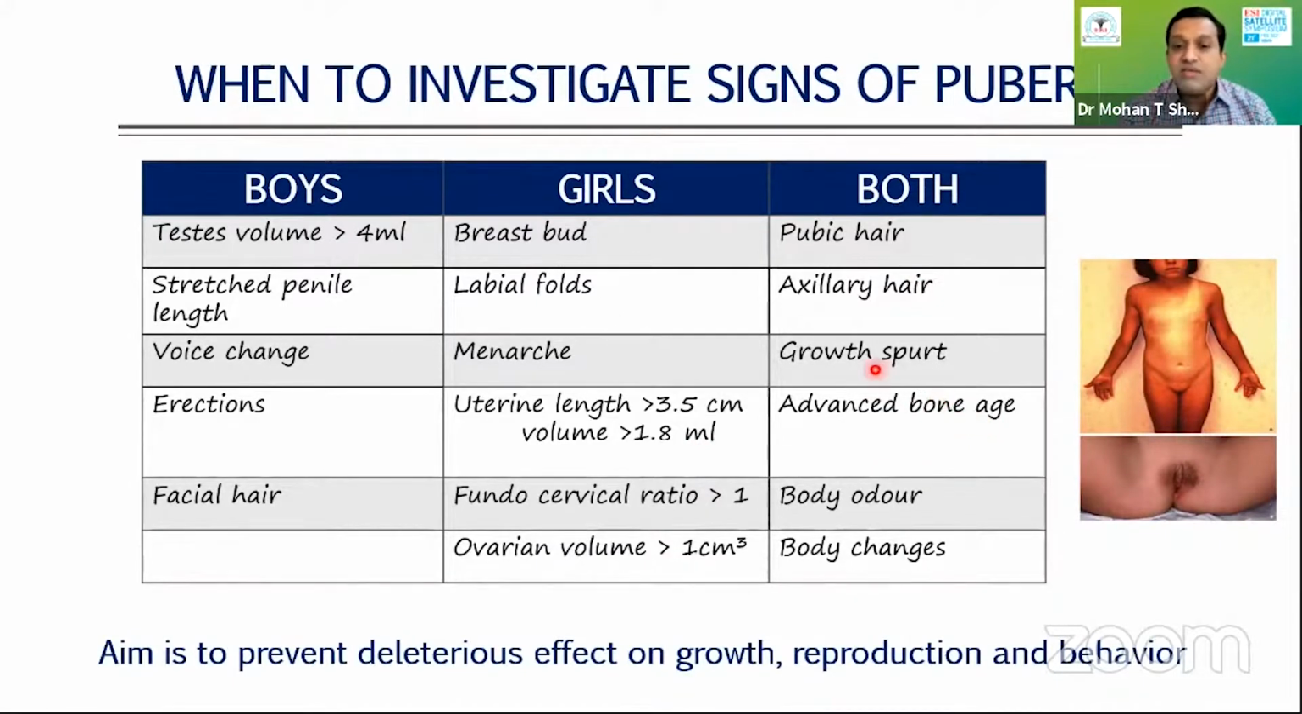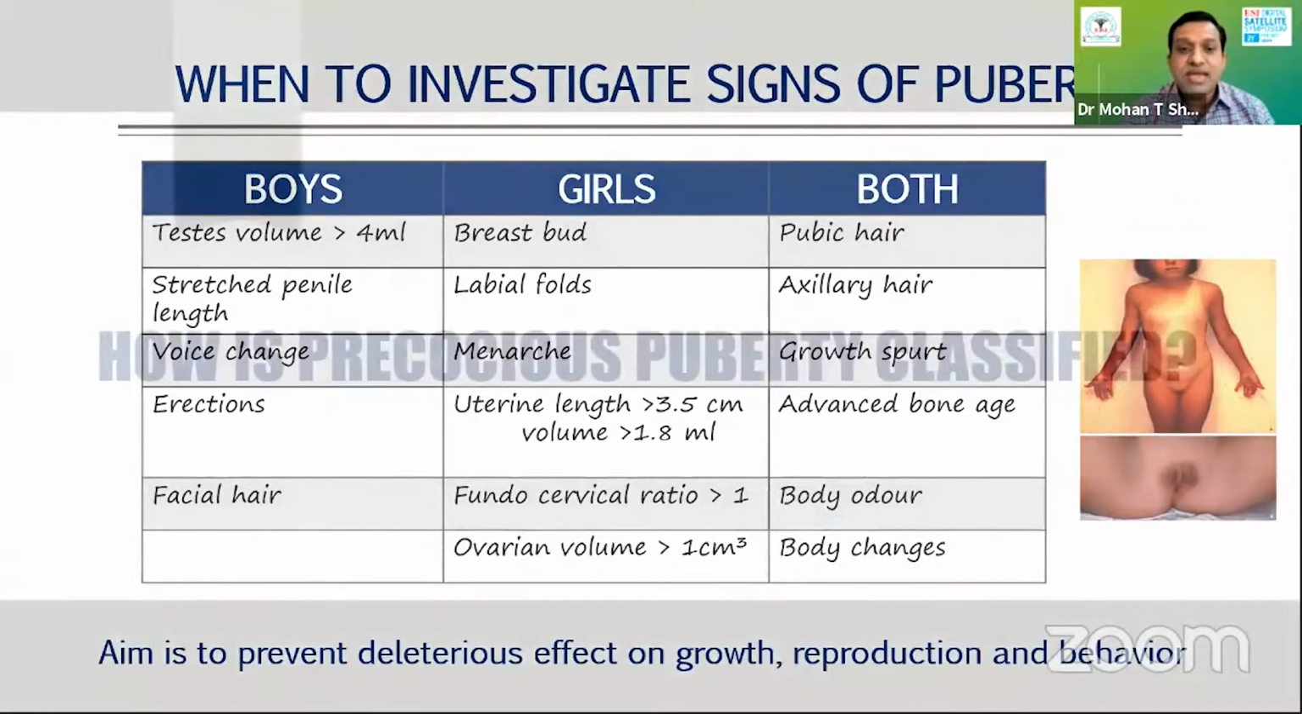And the growth spurt is a very important clue because pediatricians in office care practice keep a growth chart in every visit. So identifying the growth spurt is very important, as well as careful history taking regarding the body changes. Why we are treating this is to prevent deleterious effect on the growth, reproduction, and ultimately the behavior of the child as well. So how to classify?